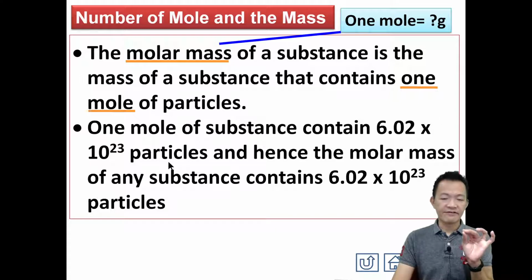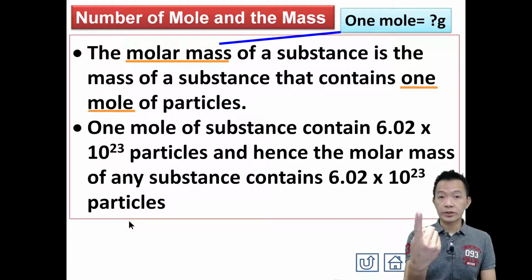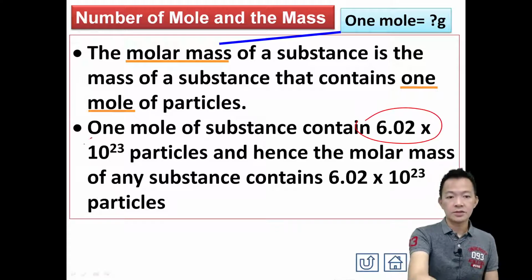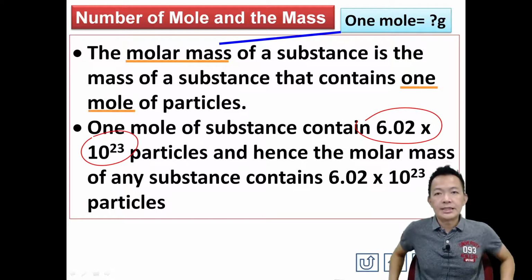OK, next. One mole substance contains 6.02 times 10 to the power of 23 particles. So the molar mass of any substance contains this number of particles. So 什么叫 molar mass？一 mole 多少 gram？也等于 6.02 乘 10 to the power 23 粒多少 gram？这种就叫 molar mass. But how is the idea？Don't worry, I change into diagram.